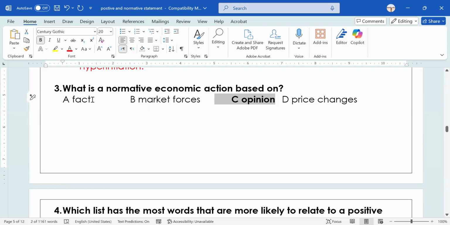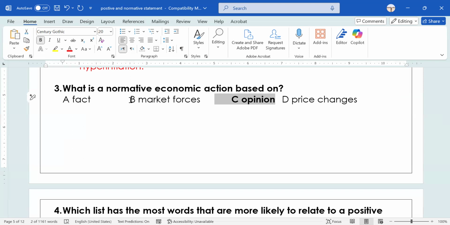How about letter A? Obviously, right? Because facts are the basis of the positive economic actions. So it's not related with normative. Letter B, when we say market forces, we're talking about supply and demand. So they are actually the market forces, the supply and demand, they are part of positive analysis.